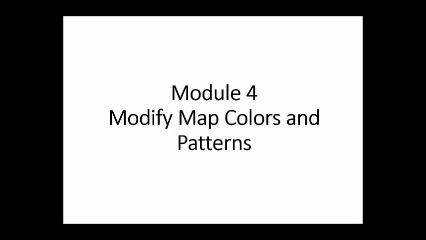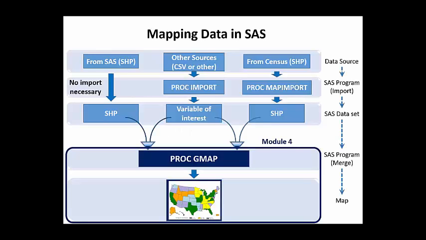Module 4. Modify map colors and patterns. After making the map in SAS, we would prefer it to be grayscale for publications or in different colors for presentation. Here, we're going to figure out how to color the map that we made based on our needs.